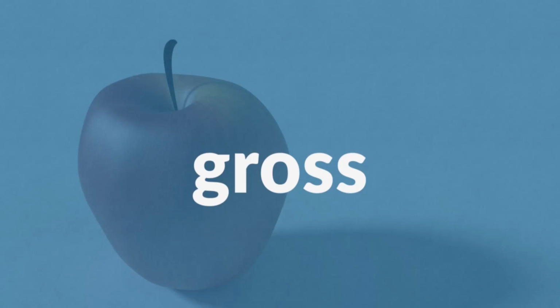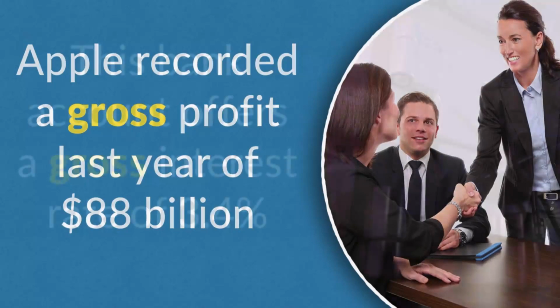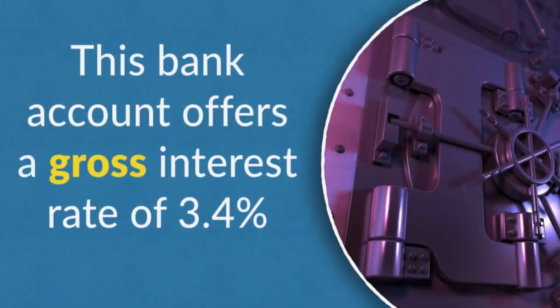So there's a picture of an apple. It's a whole apple. So gross means whole. For example, Apple recorded a gross profit last year of $88 billion. So this is before they had to pay out things like tax. So their total profit was $88 billion. This bank account offers a gross interest rate of 3.4%. So in other words, before tax.